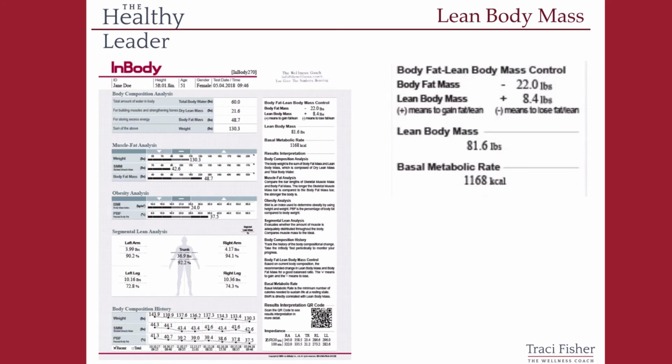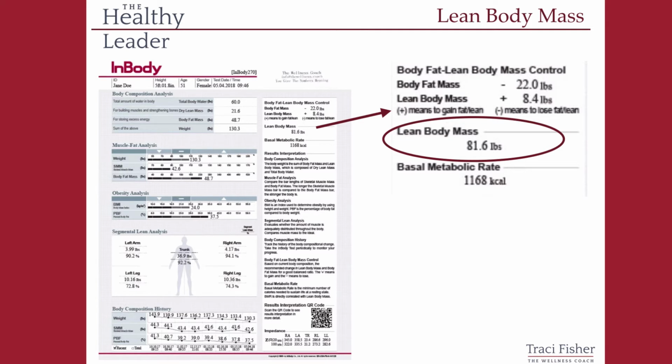Now I'd like to take you to the right side of the InBody test here and take a look at the lean body mass. This is shown in that second area there, and it is the weight of everything in your body that is not fat. This includes muscle, water, bones, organs, everything that is not body fat.